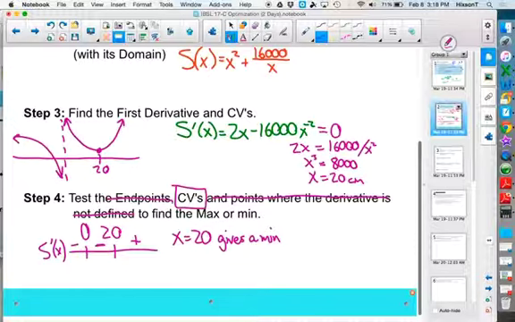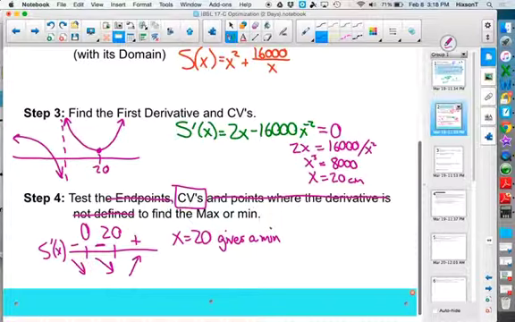Are there any questions up to this point? Because all we have left to do is write our conclusion. So you took the critical value of 20 and plugged it into the original equation? Or the derivative? The derivative, to get our sign diagram and prove that this is a min point. I know it's a min because we go from decreasing to increasing.